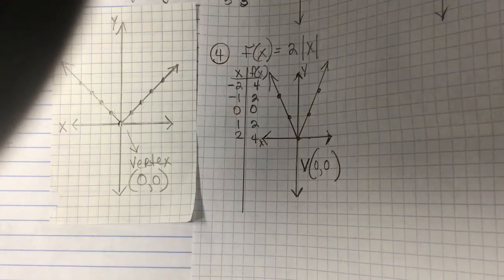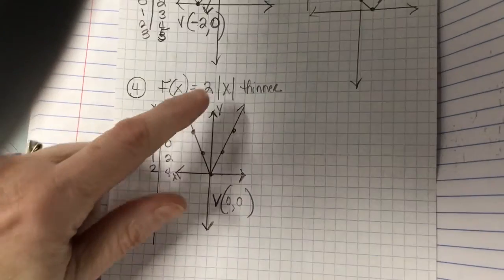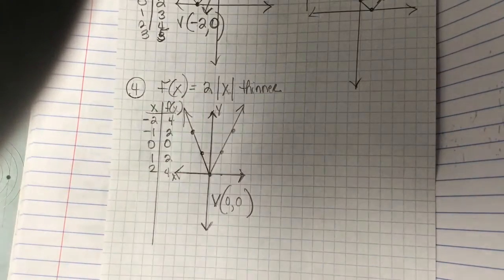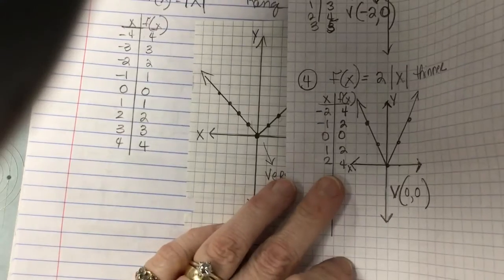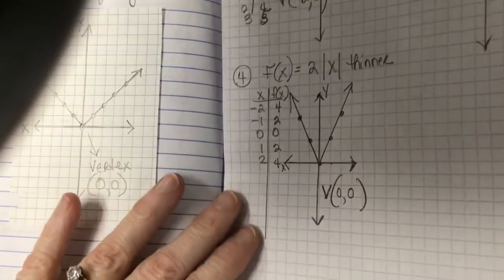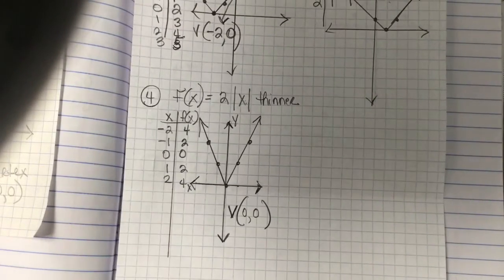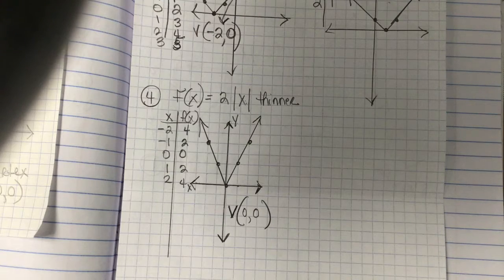I say thinner, I say skinnier. I think last year we wrote thinner. In case the 2 on the outside pulled it in. We can see that. And if you remember from geometry, when we did dilations, we would either make them bigger or smaller. And sometimes in Algebra 2, we call them dilations or contractions. I think they were just called dilations in geometry.